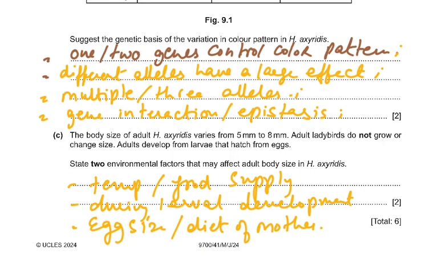Last part of the question: the body size of adult H. axyridis varies from 5 mm to 8 mm. Adult ladybirds do not grow or change size. Adults develop from larvae that hatch from eggs. State 2 environmental factors that may affect body size. Now I've written that already. Temperature or food supply during the larval development, and egg size or the diet of the mother.